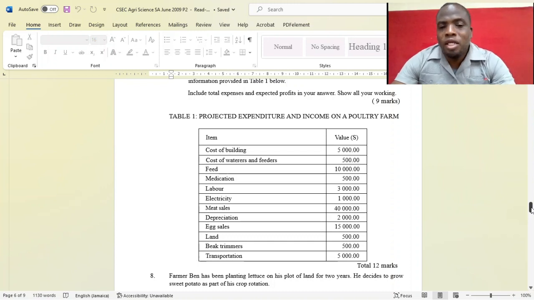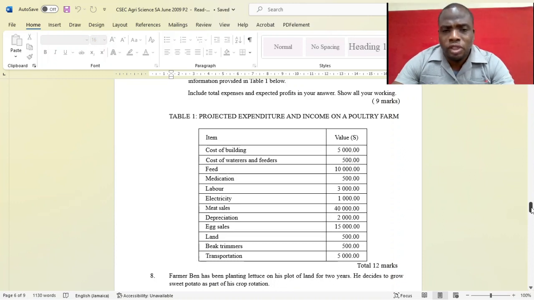Cost of building. Building is a fixed cost. Cost of waterers and feeders, that would have been a variable cost. Feed is a variable cost. They vary with the level of production. Medication as well, variable cost. Labor, variable cost. Electricity, variable cost. The meat sales would have accounted for your farm income. Depreciation, once mentioned, that is a fixed cost. Again, egg sales will contribute to your farm income. Land is a variable cost. Beak trimmers, variable cost. And transportation is a variable cost.